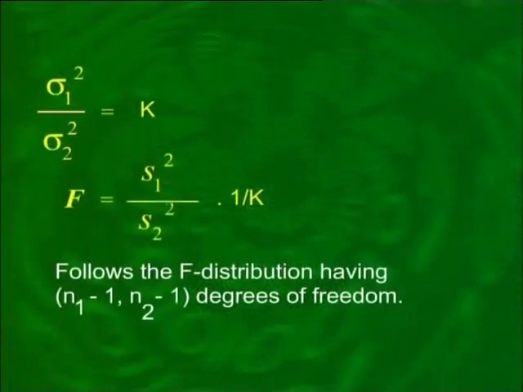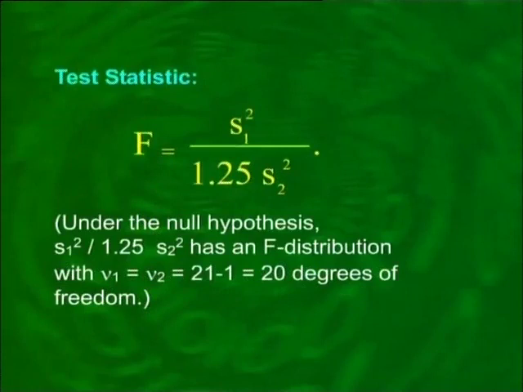The second point is the test statistic. In this case, our test statistic is not going to be S1 square over S2 square or S2 square over S1 square. As you now see on the slide, according to what I stated earlier, it can be shown that if sigma 1 square over sigma 2 square is equal to k, then F equal to S1 square over S2 square multiplied by 1 over k follows the F distribution with N1 minus 1, comma N2 minus 1 degrees of freedom. Hence, in this particular example, our statistic will be F equal to S1 square over 1.25 S2 square. Students, you saw that according to the formulation of the null hypothesis, our statistic changes slightly.